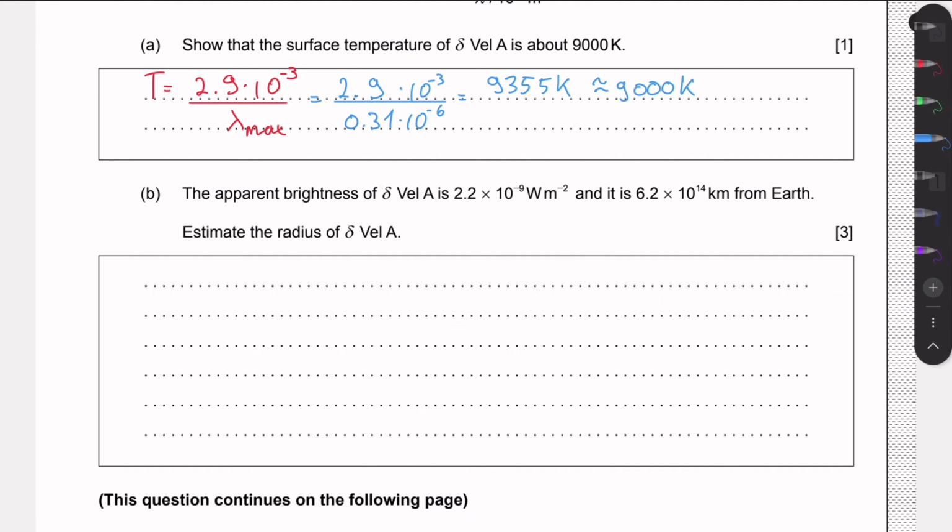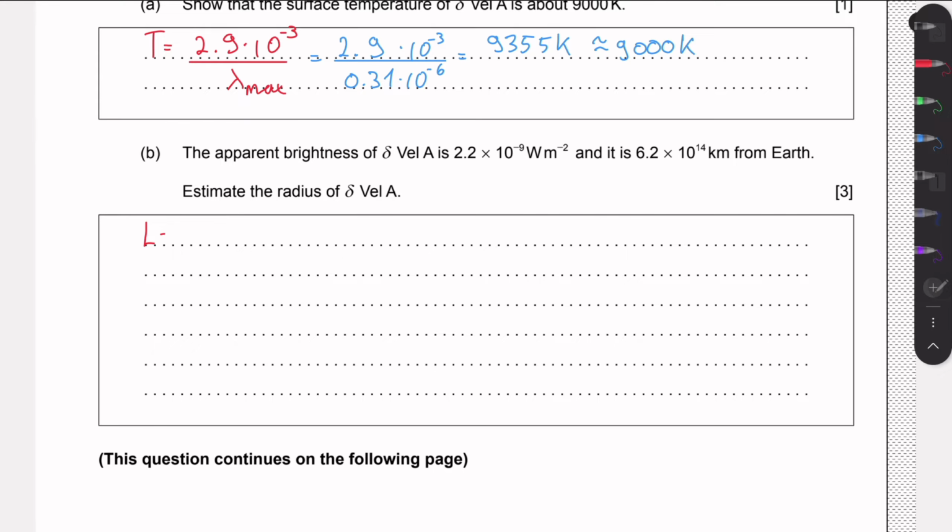And then in part B, we are told the apparent brightness of this star and the distance it is away from Earth. We need to estimate the radius of this star. Again we simply need to use the formulas provided in our data booklet. So we have L is equal to 4 pi B D squared. And we also have this same formula for a given star with the Stefan-Boltzmann constant times the surface area times the temperature to the fourth. We know this temperature, but we don't know the surface area as we don't know the radius of our star.